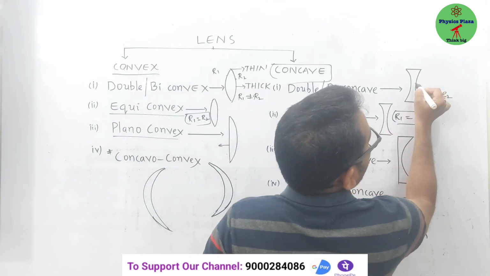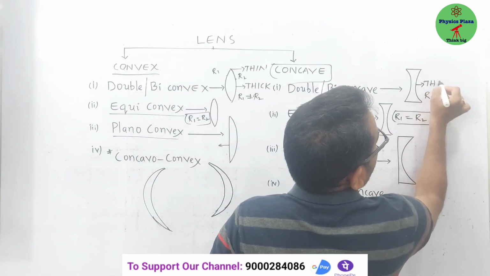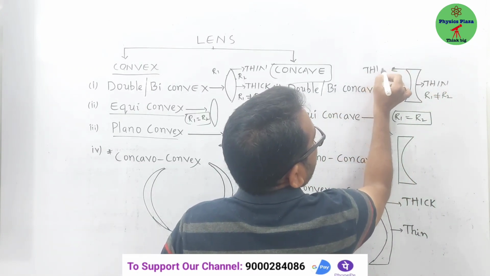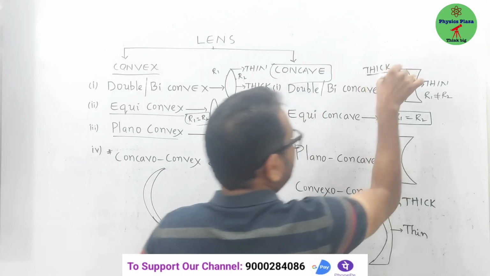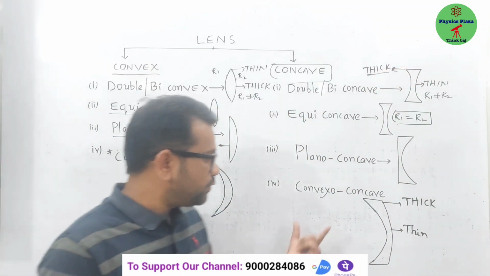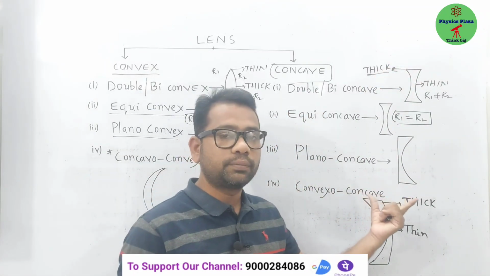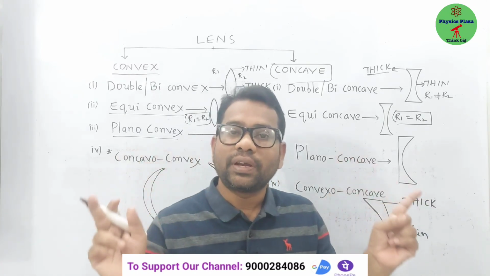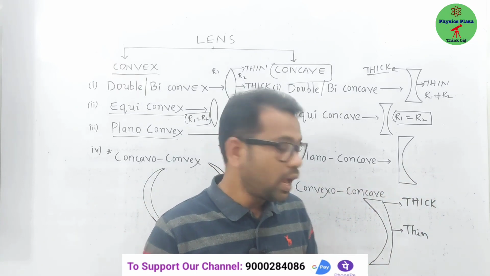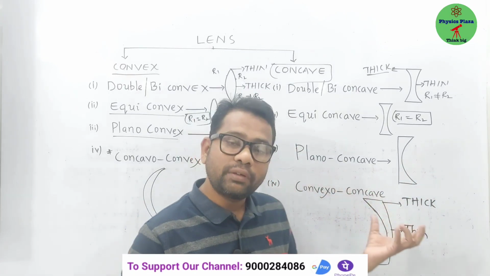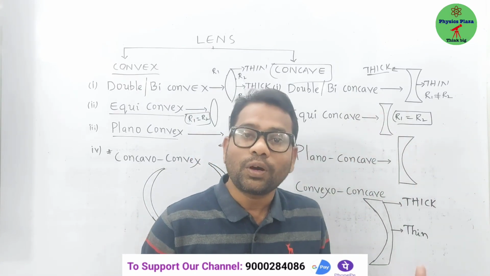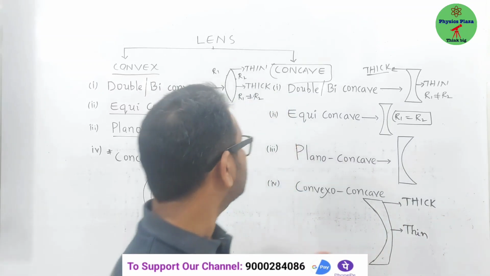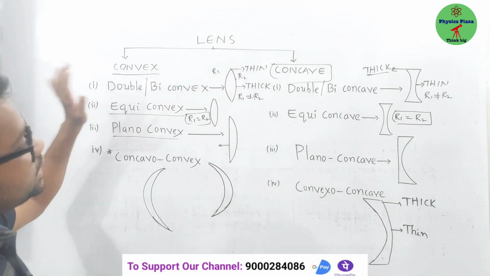Look at here. In the middle, it is thin. At the periphery, it is thick. This is what the concave lens is. So, when we say it's a convexo-concave lens, in the middle it should be thin, at the periphery it is thick. Okay, how does this convexo-concave lens behave? Yes, it behaves like a diverging lens, that is, a concave lens only. Is it clear? Fine. So, this is lens and types of lenses.